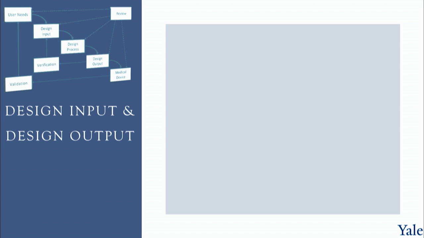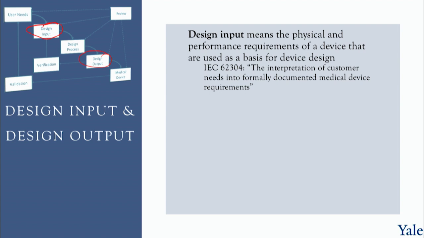So now let's continue this process and look at these terms, design input, design output, in a little bit more detail. So what is design input? The FDA defines this as the physical and performance requirements of a device that are used as a basis for the device design. And the IEC 62304, one of the standards, helpfully interprets this as the interpretation of customer needs into formally documented medical device requirements. The customer may tell you, well, I want something that does this. The design input now is your interpretation of this thing into a concrete set of rules that lets you then follow something concrete that you can actually use to design a device.